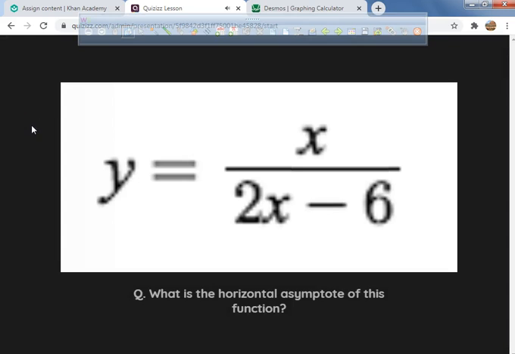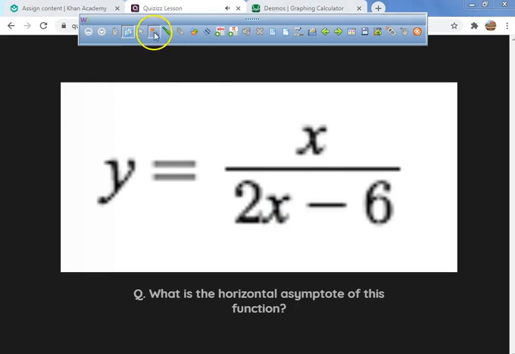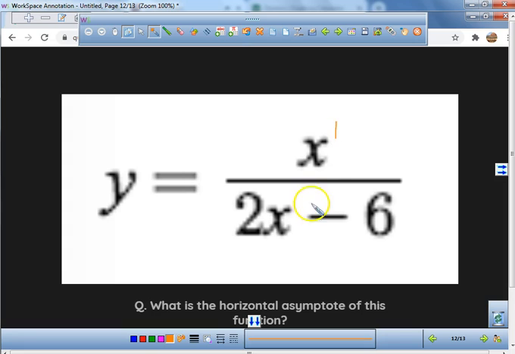What is the horizontal asymptote? What is the horizontal asymptote of this? Ooh, interesting. That is to the power of 1. That number is 1.